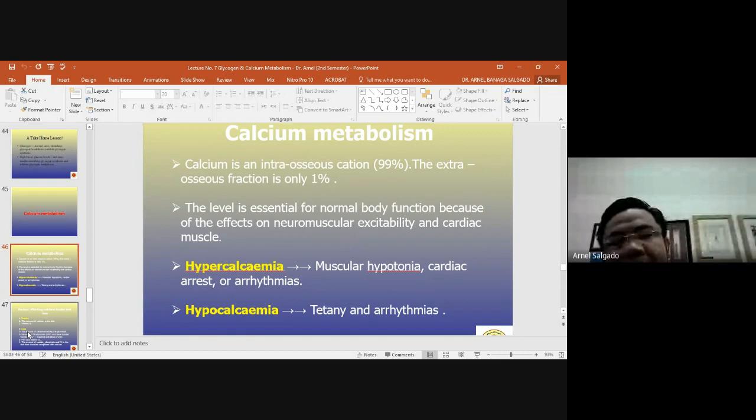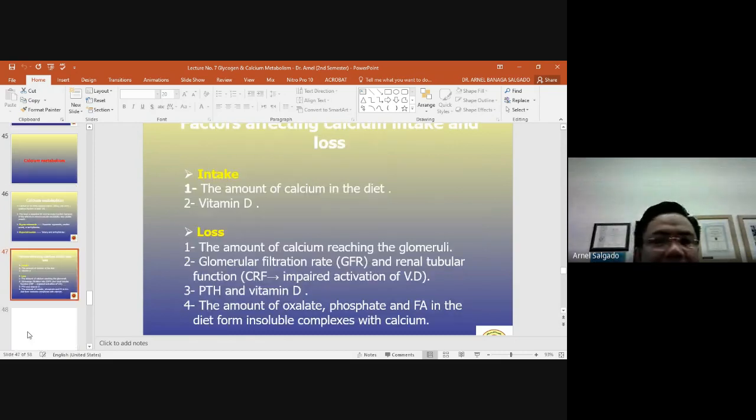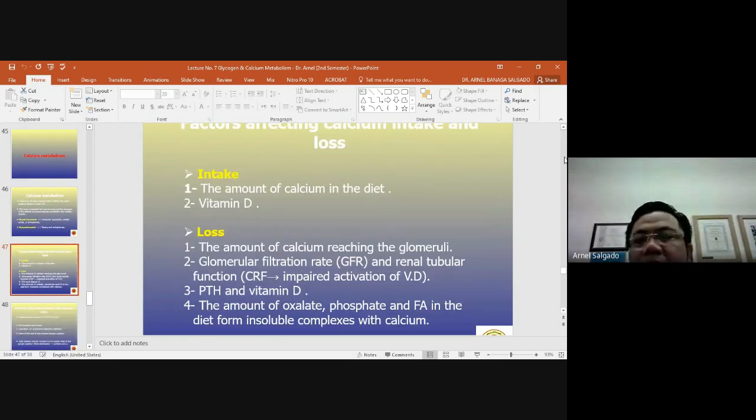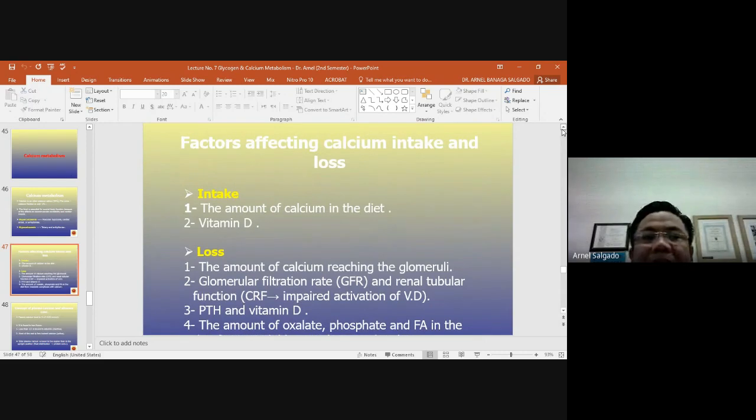Hypocalcemia, on the other hand, is a notably low amount of calcium in the blood. So this calcium will be moving towards your bones. In that case, there will be what we call tetany and arrhythmias. These are some of the conditions that could reflect the level of calcium found inside the body. All right. So let's see the factors affecting calcium intake and loss.